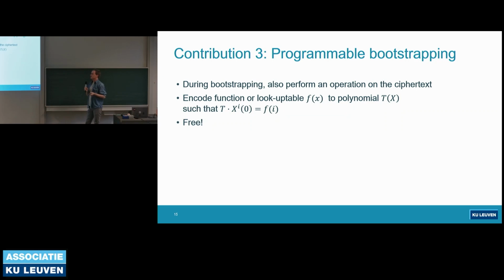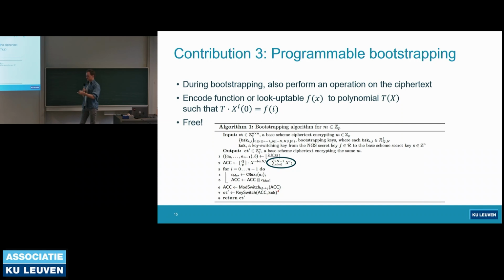Then the third contribution we had was the programmable bootstrapping, and that's where you add an operation or a function during the bootstrapping for free on the ciphertext. To do that, we first need to encode the function or a lookup table of the function into a polynomial, such that each coefficient of the polynomial is a value in the lookup table. And then you can add it into the bootstrapping algorithm. So over here we have this one in the bootstrapping algorithm I showed you earlier. If you replace this polynomial, which is just all coefficients are 1, with a polynomial of t, then you just get programmable bootstrapping for free. It was actually already known that that was possible. We just proved it.